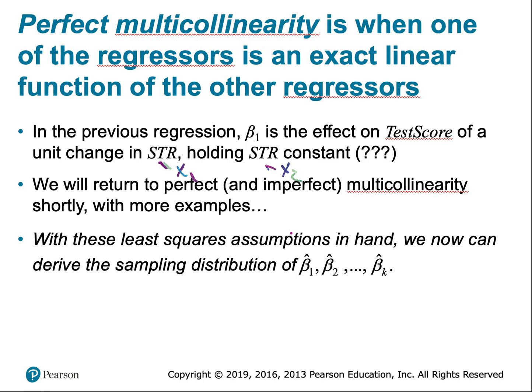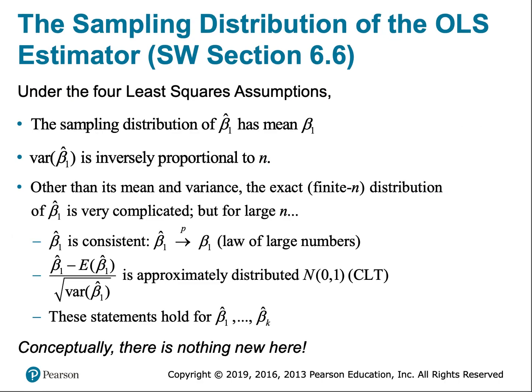But with these least squares assumptions in hand, we can now derive the sampling distribution of the betas in our multiple regression model. The sampling distribution of the OLS estimator under the 4 least squares assumptions: our sampling distribution of beta 1 hat has a mean of beta 1, and that holds for all of the OLS coefficients 1 through k. The variance of beta 1 hat through beta k hat is inversely proportional to the sample size n. So as your sample size goes up, the variance of beta 1 hat goes down.